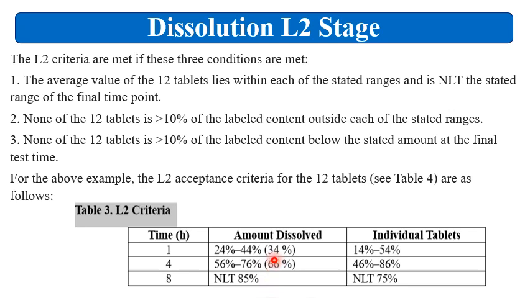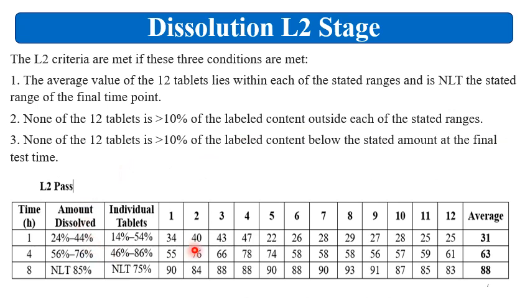Here if you consider 34% minus 10% will come 24% and 34 minus 20% will come 14%. Similarly it will go 54. Similarly for the 4th hour it will go 46% and 86%. While at the last time point of 8 hour it was not less than 85% at L1 stage. Now it is shifted to 75%. That means a 10% decrease is there.